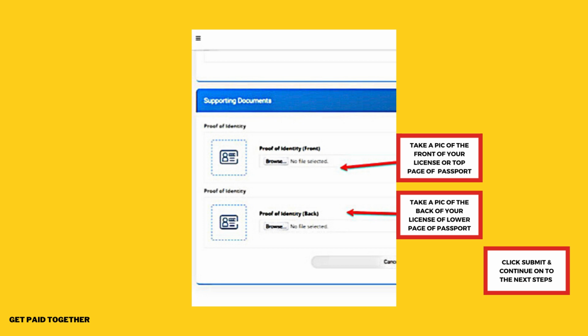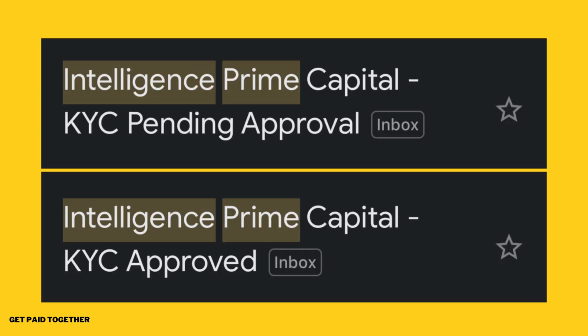All right. So when you're doing it, you're going to take a picture of the front of your license. If you're using a passport, you're going to take a picture of the top page. Then you're going to take another picture of the back of your license and upload it here. Or if you're using your passport, you're going to take the picture of the lower page of your passport. All right. And then you're going to click submit and continue on to the next step.